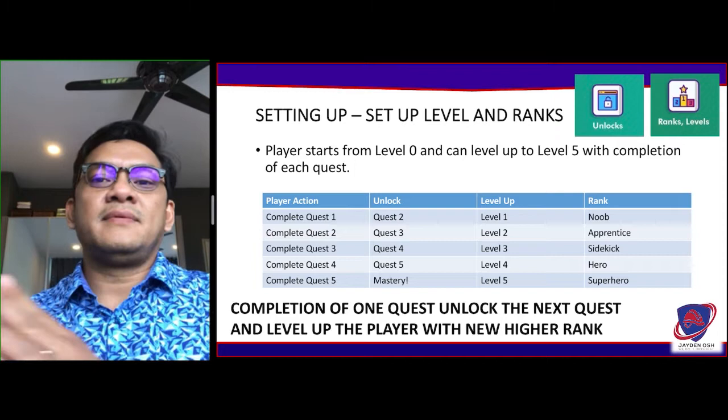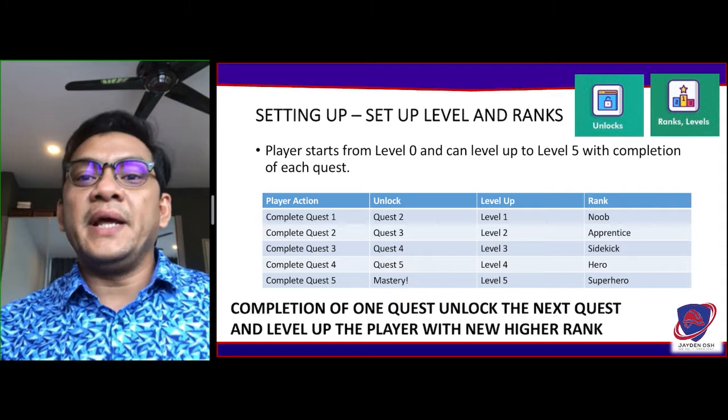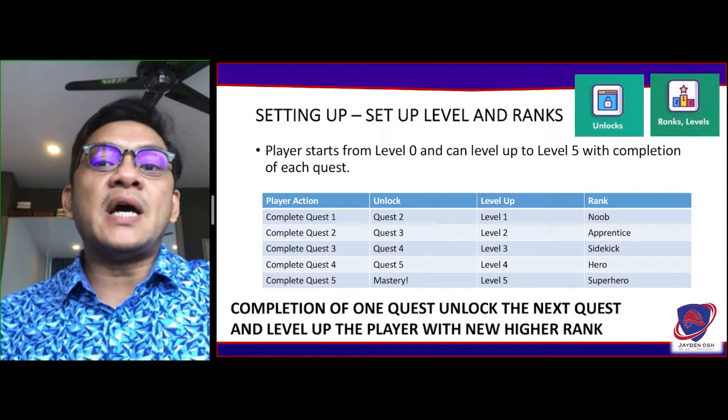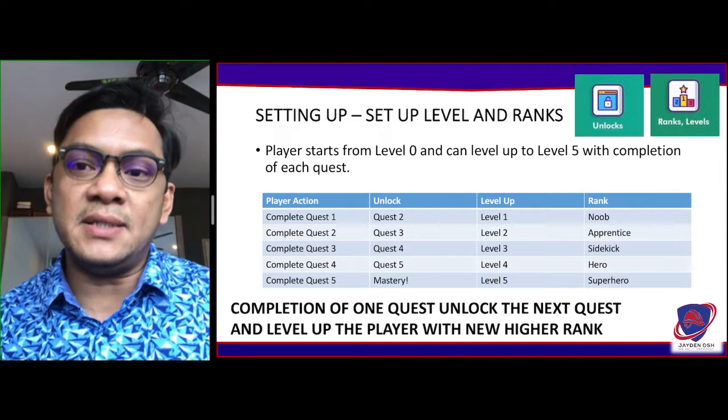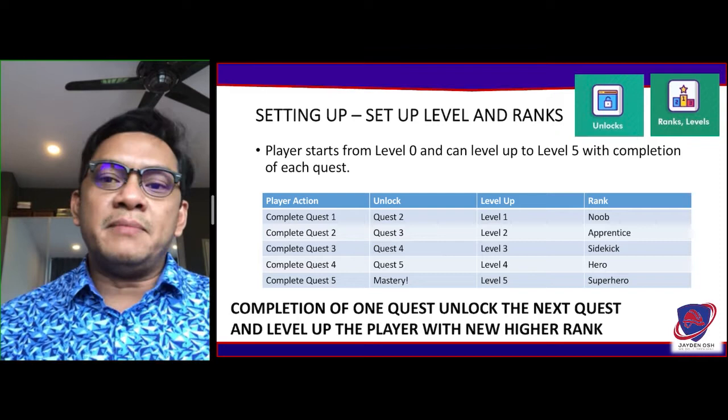The rank, it's up to you. You can use any rank that is appropriate. You start off with the rank of safety noob, and you end with the highest rank, which is safety superhero, for example. And that is the level of mastery. So this is very important to give them a sense of accomplishment.